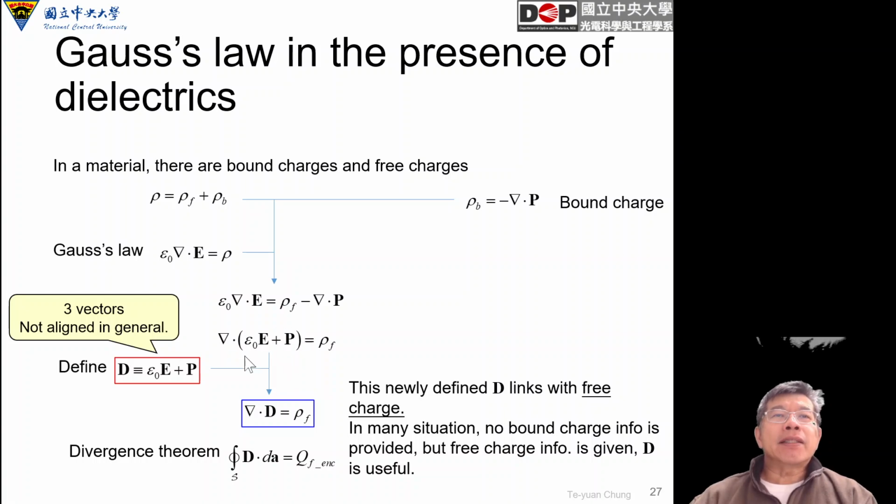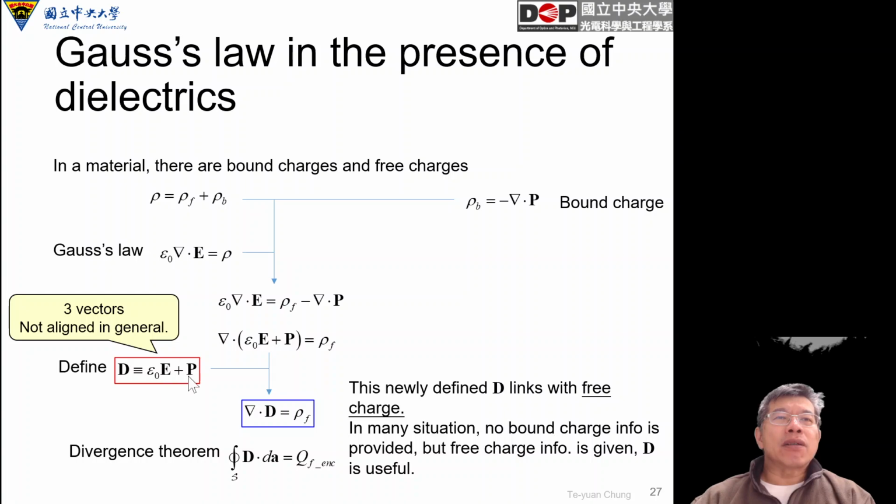So now this becomes a new vector. Look at that. This is a combination of two vectors. One is the electric field, one is the polarization of the material. So we define this new thing as D, and later on we will name it the displacement.